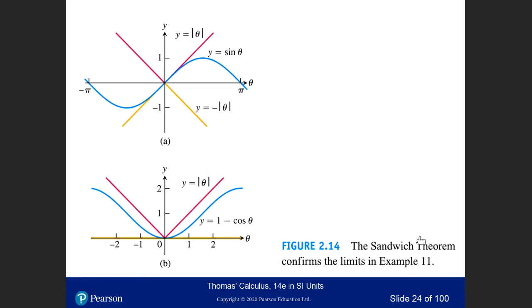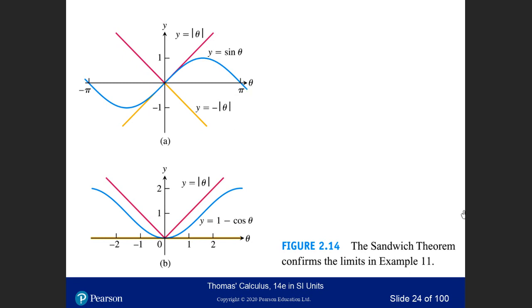Another example for the sandwich theorem is y equal to sine theta. Y equal to sine theta is less than y equal to the absolute value of theta over this interval between minus pi and plus pi. Now y equal to minus the absolute value of theta is less than y equal to sine theta, which is this function here. So sine theta is squeezed between these two functions over this interval.